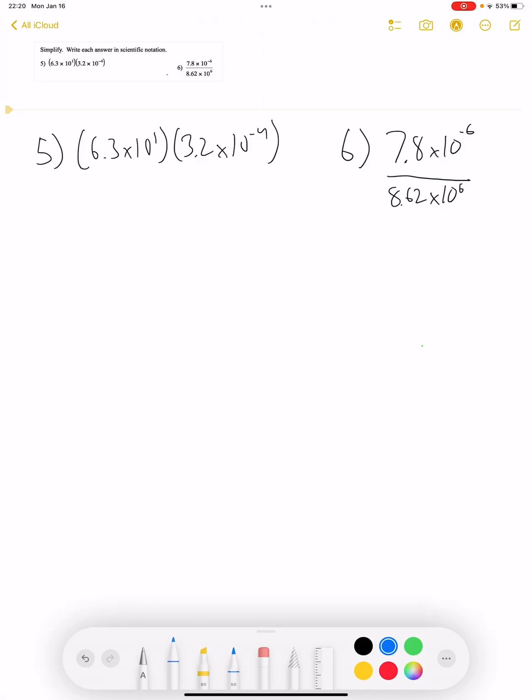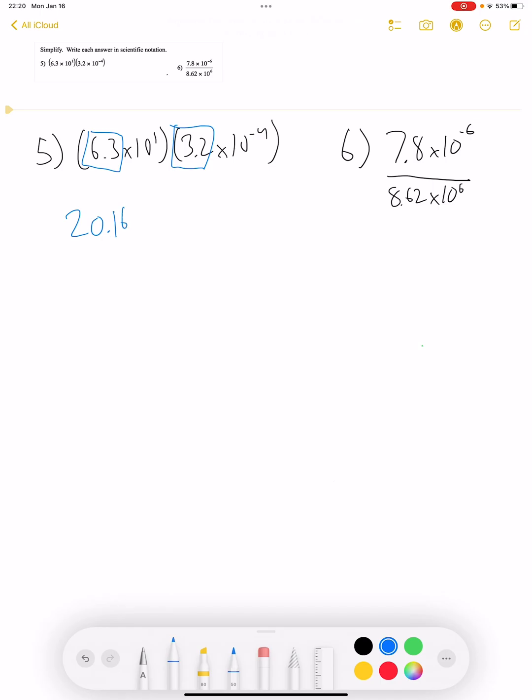Okay, so now I am multiplying and dividing in scientific notation. When I do this, we're just going to use our exponent rules that we've been talking about so far this unit. So the first thing is I'm going to multiply my two numbers that are not part of my scientific notation. And so that would be just 6.3 times 3.2. And you should be using a calculator to do this, make life easier for yourself. And when I do that, I get 20.16.